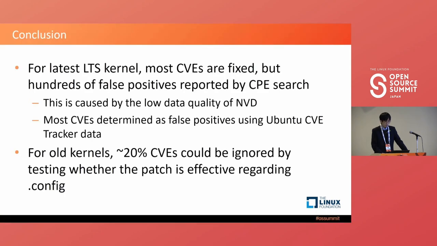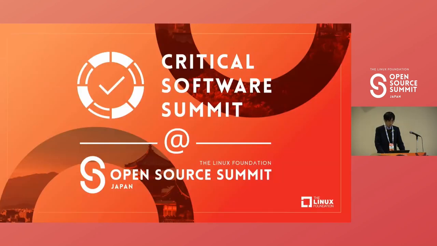Conclusion. For the latest long-term support kernel, of course, all serious bugs are fixed, but the CVE search tool reports hundreds of false positives. This is caused by the low quality data from the NVD. Most CVEs can be determined as false positives by using the Ubuntu CVE Tracker data. For all the kernels, about 20% of CVEs can be determined as false positives considering the .config file. That's all from me. Any questions?